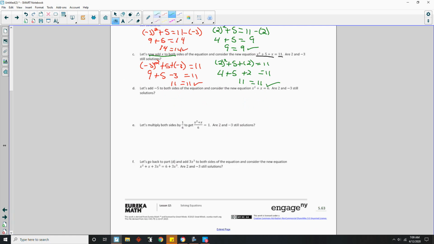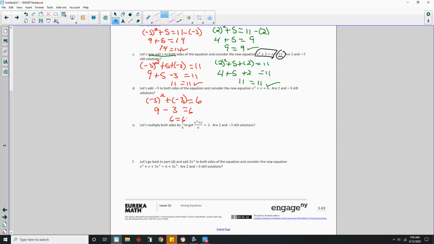Okay, part D. So now we're going to take this equation and subtract 5 from both sides. Add a negative 5 to both sides of the equation and consider the new equation. So x squared plus 5 minus 5, the 5 will go away, and I'll just get x squared plus x. 11 minus 5 is 6. So we're going to try this again with 2 and negative 3. So negative 3 squared plus negative 3 equals 6. Negative 3 squared is 9, plus a negative means minus 3 equals 6.